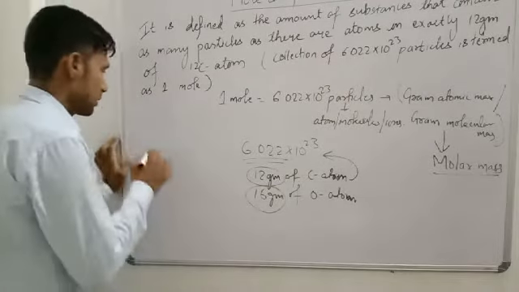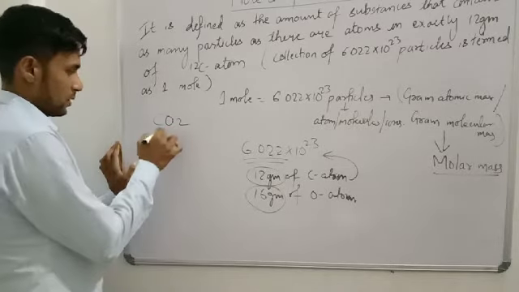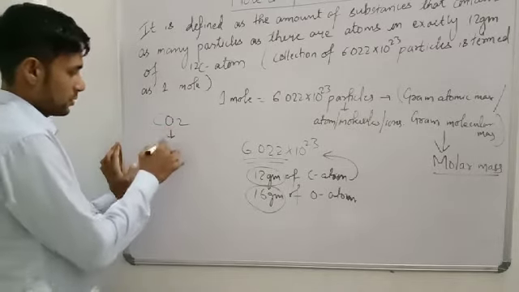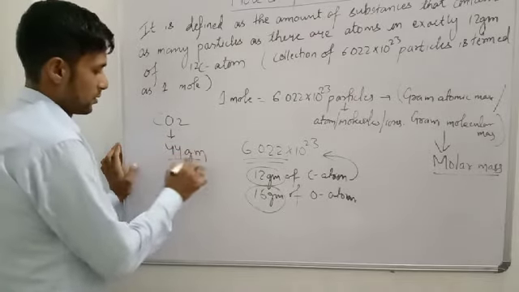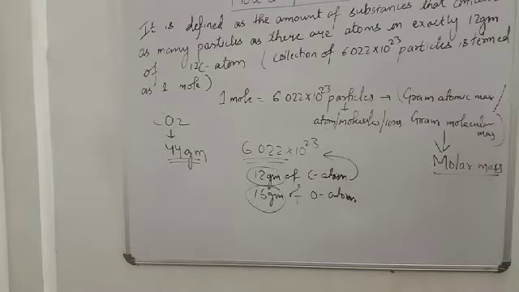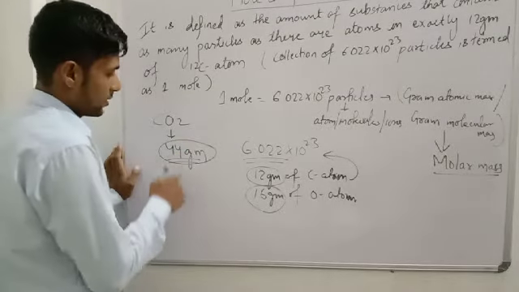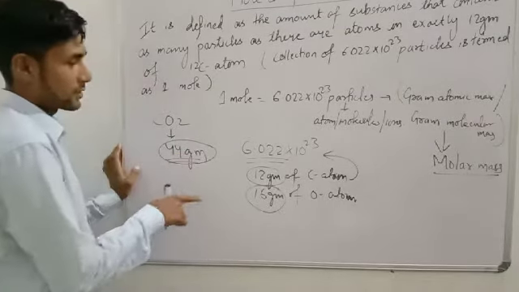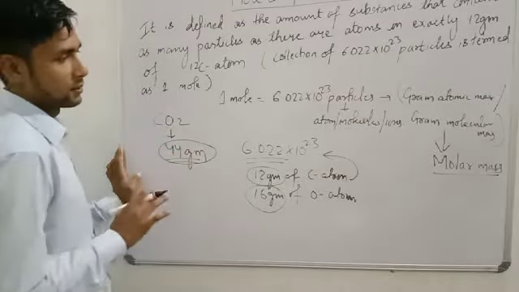Okay, in case of molecules, take CO2. So molecular mass of CO2 is 44 AMU, or gram molecular mass is 44 gram. Okay, so molar mass of carbon dioxide is 44 gram, as well as gram molecular mass is also 44 gram. These two are always equal.